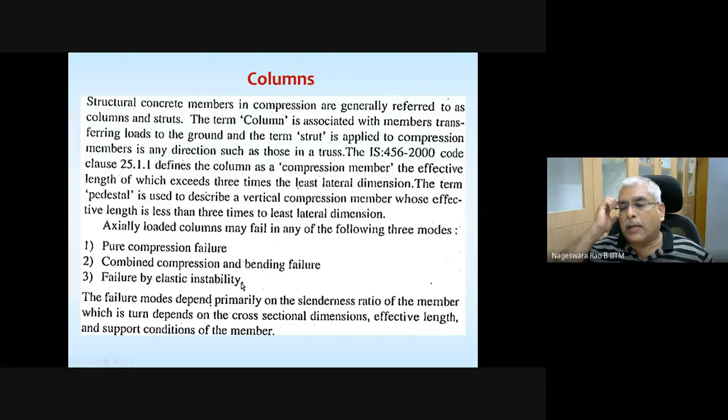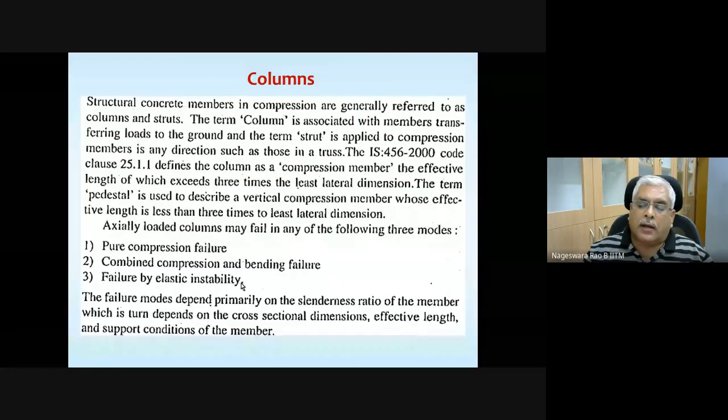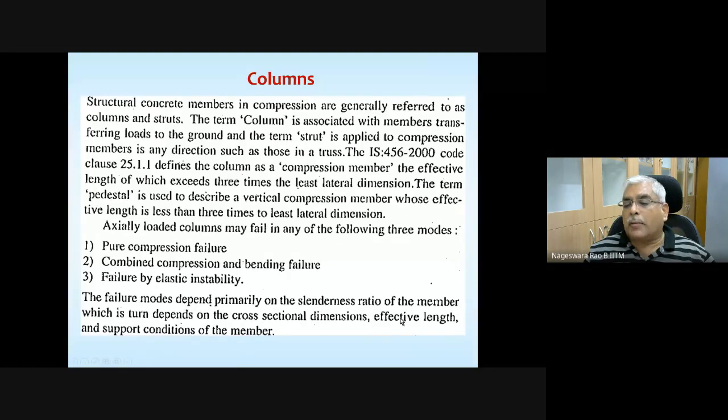Inelastic stability is nothing but buckling. You must have learned as a part of your structural analysis or mechanics of materials what is buckling. But usually this failure by inelastic stability may not occur in reinforced concrete columns. The failure mode depends primarily on the slenderness ratio of the member, which in turn depends on cross-sectional dimensions, effective length, and support conditions of the member.